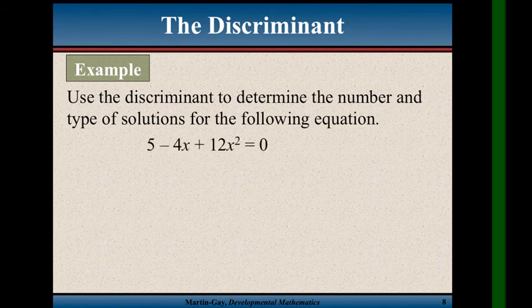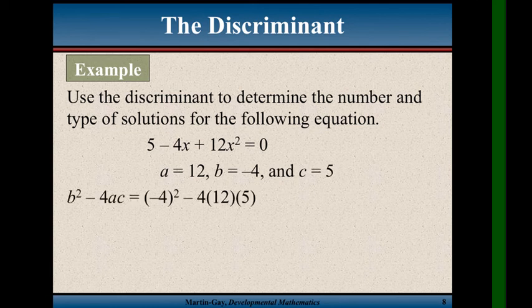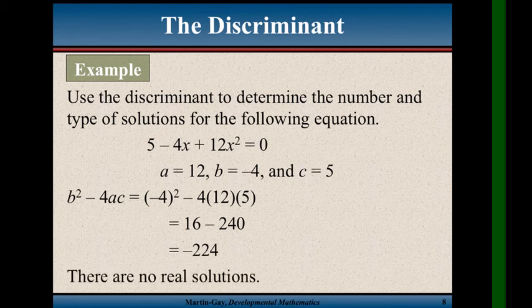Number 1, 5 minus 4x plus 12x squared. So our a is 12, b is equal to negative 4, and c is equal to 5. Now, for the discriminant, we have b squared minus 4ac, so we have negative 4 squared minus 4 times 12 times 5, and we have 16 minus 240, and the answer is negative 224. So there is no real solution because our answer is negative.